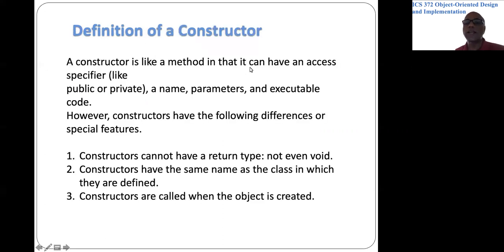So a constructor is like a method. It has an access specifier like public or private, a name, parameters, and executable code. But it cannot have a return type, not even void. It has the same name as the class in which they are defined. And they are called when the object is created. You cannot simply call a constructor otherwise.